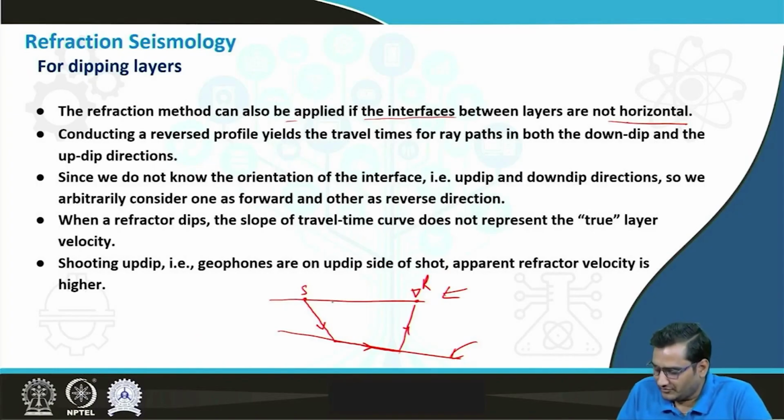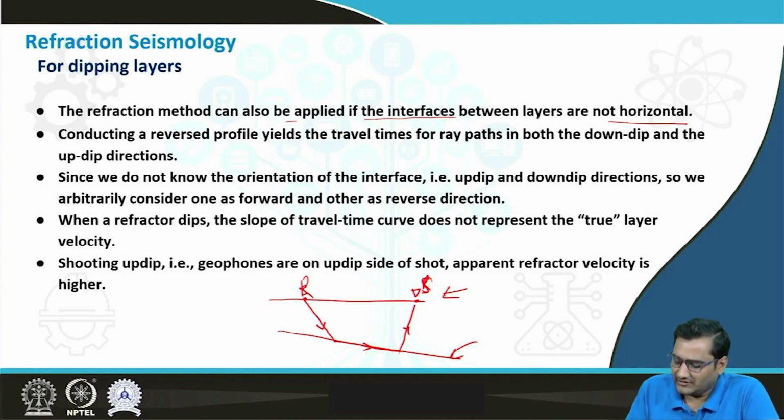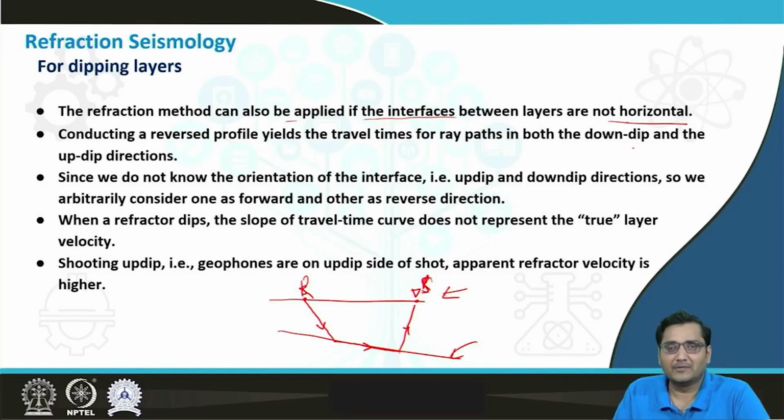If you replace the receiver with the source and the source with the receiver, then your receiver will be on the up dip side. That means you are taking the up dip direction. So that is what is written: conducting a reverse profile yields the travel times for a ray path in both the down dip and the up dip directions. Since we do not know the orientation of the interface, that means the up dip and down dip direction, we arbitrarily consider one as the forward and the other as the reverse direction.